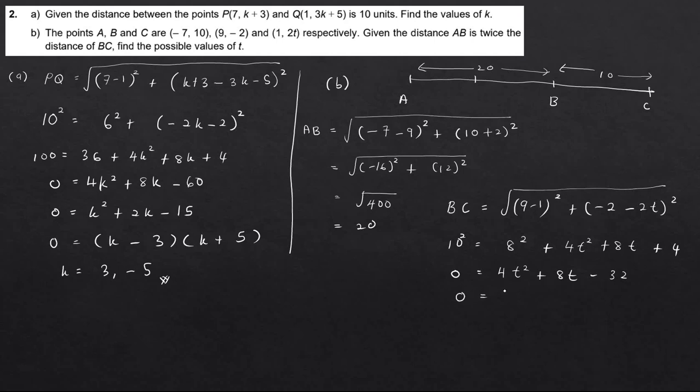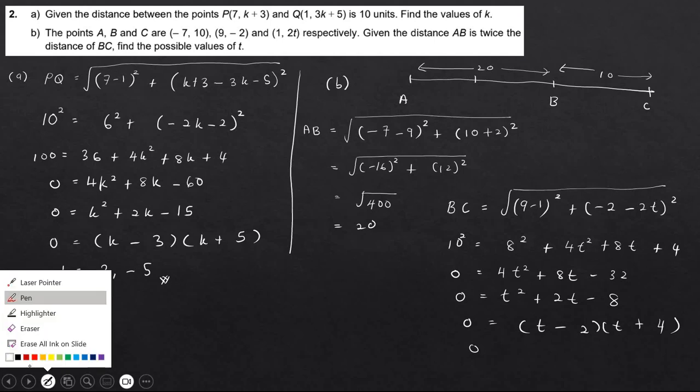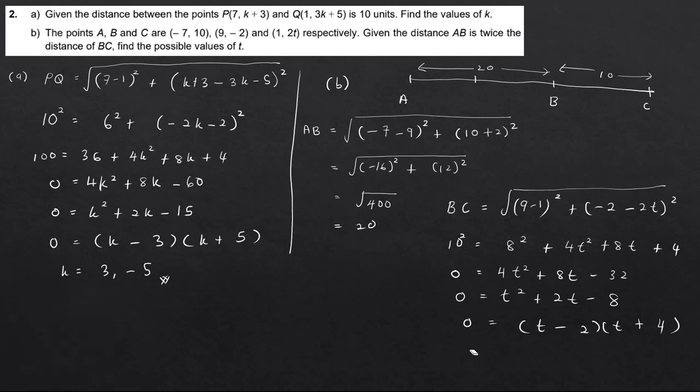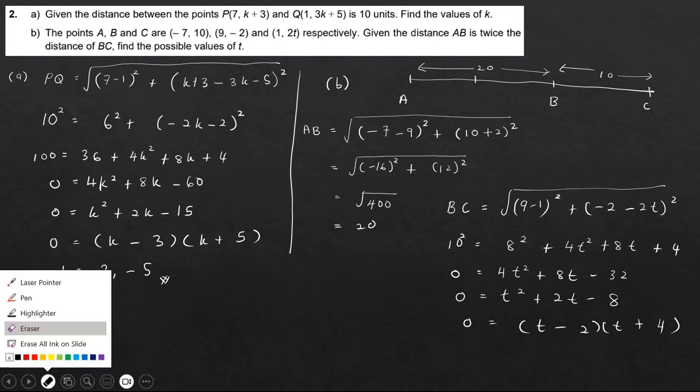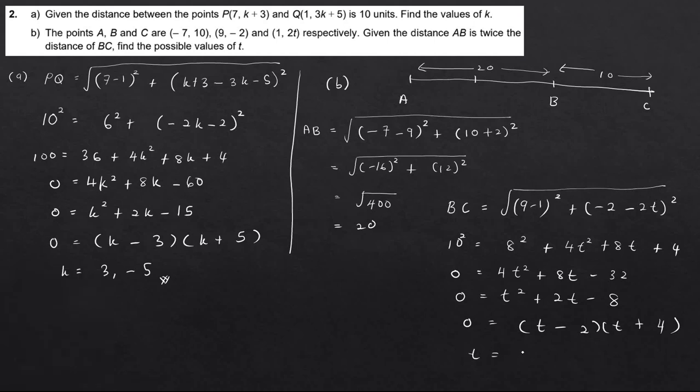Simplify, divide everything by 4: t squared plus 2t minus 8. Factorize: t multiplied by t, and then to get 8, 4 multiplied by 2. The 2 is positive, so positive, negative. And from there we get t equals 2 and t equals negative 4.